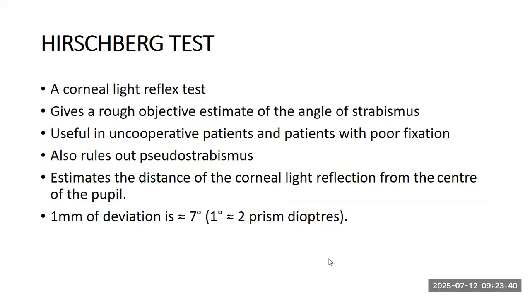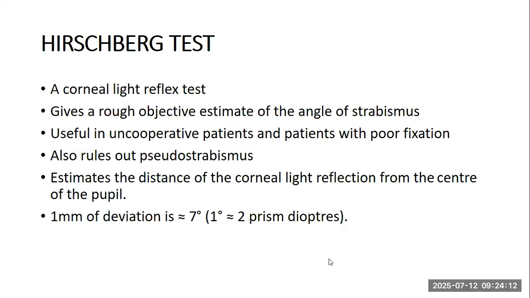Right. So the Hirschberg test is a kind of corneal reflex test. There are also other kinds of corneal reflex tests. This test is done in children who are possibly not seeing well or who are unable to fixate on the object of regard because of poor vision or a sensory compromise in the eye, or children who are not cooperating. So it just gives a gross assessment, a measurement of the angle of deviation.